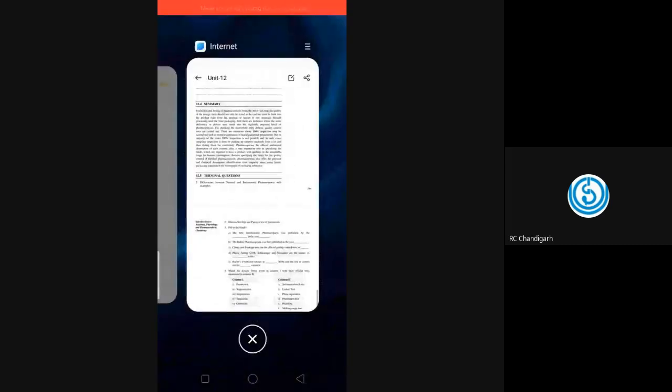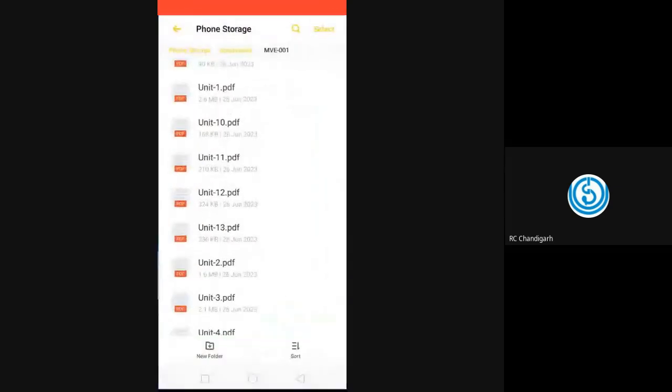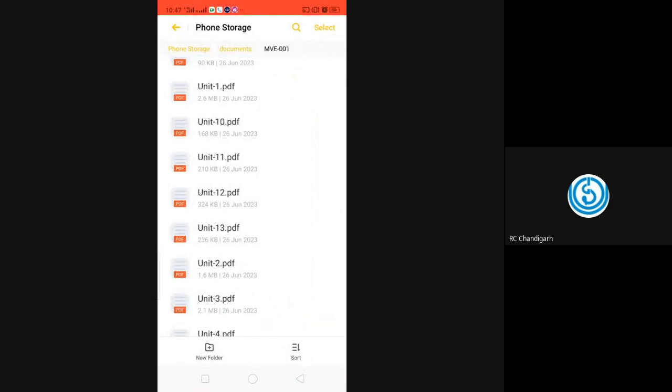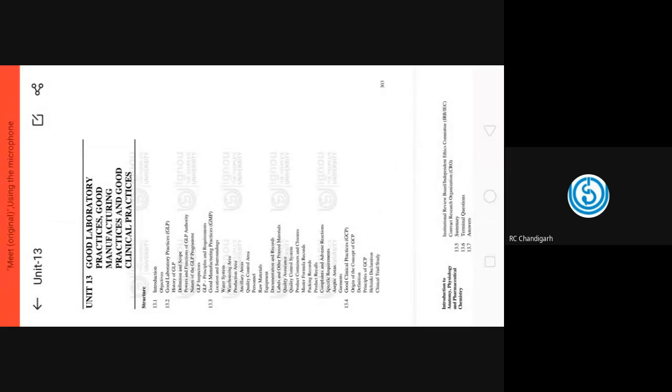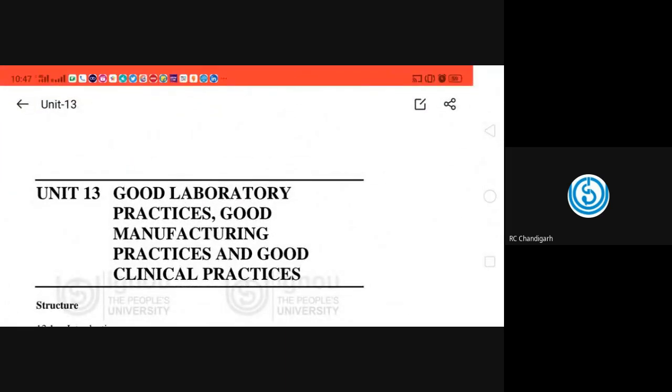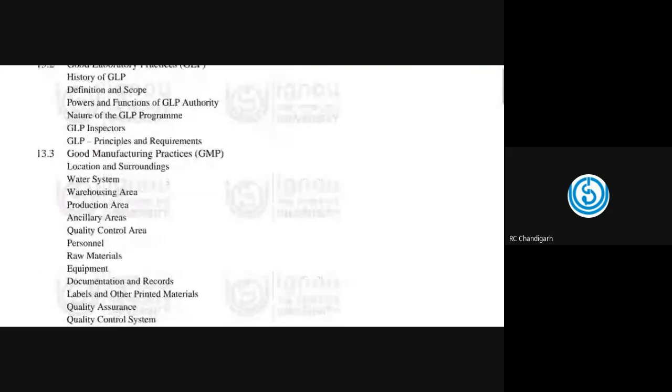Okay, this chapter is also over. Now we come to the last chapter of this course of Introduction to Anatomy, Physiology and Pharmaceutical Chemistry. That is chapter number 13. This is the last chapter of our course: good laboratory practices, good manufacturing practices, and good clinical practices. These three we have to study in this chapter.